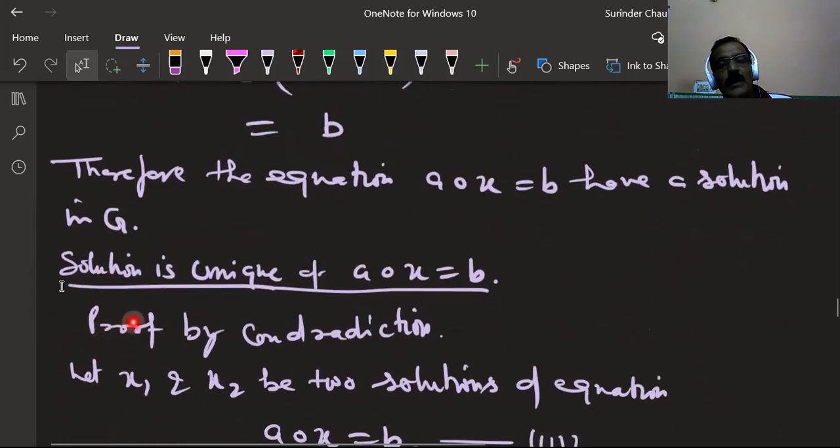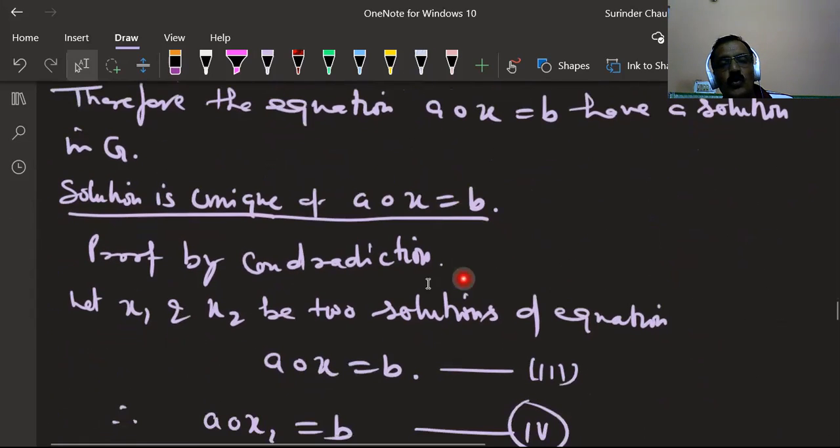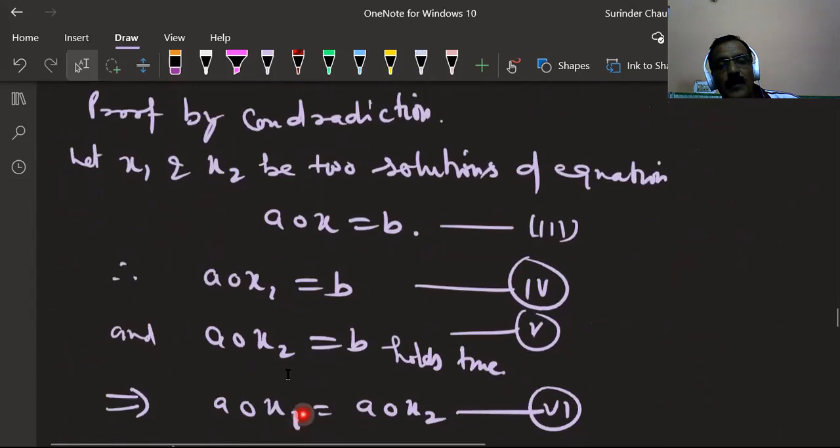Now we'll show that this solution is unique. The solution of this equation is unique. So again, proof by contradiction. Let us suppose that this equation has two solutions, x1 and x2. If x1 and x2 are solutions of this equation, it means both the solutions satisfy the equation. Replace x by x1, this holds true. X by x2, this holds true. So we get the fourth and fifth equations here.